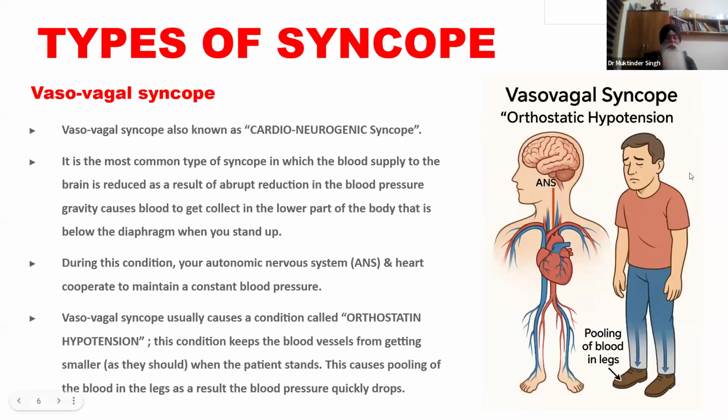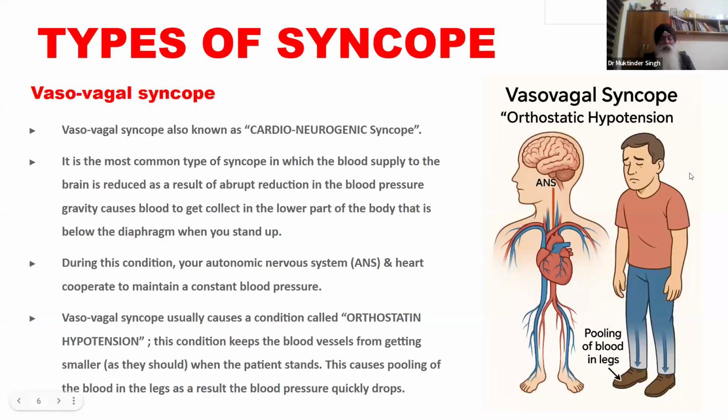So now what are the different types of syncope? The first of all is called vasovagal syncope. What happens is the vagus nerve, which coordinates between brain and body, what we call our autonomic nervous system, commonly called the sympathetic and parasympathetic nervous system. So there is a sudden reaction, which is beyond our control.